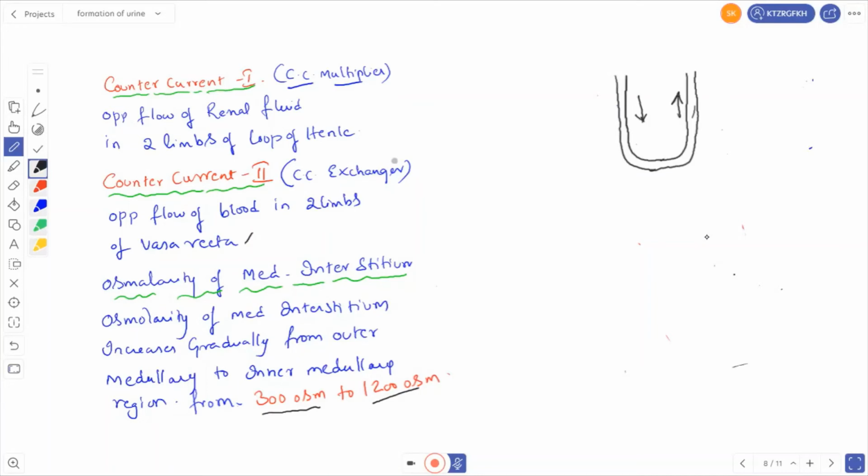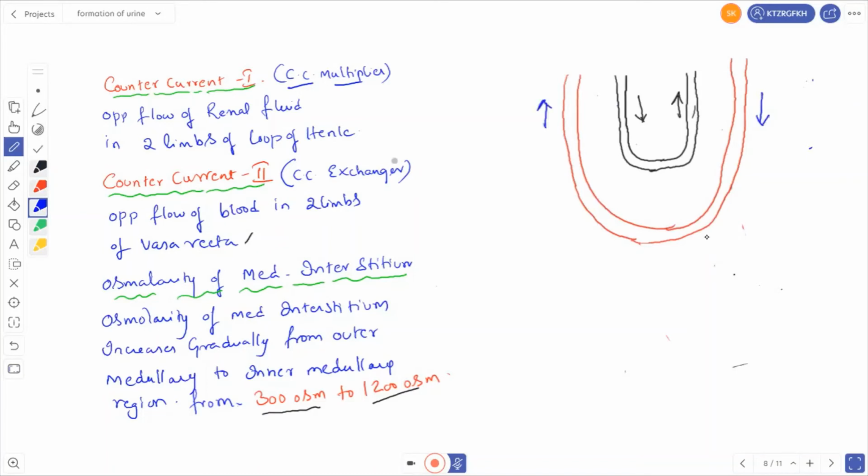What is counter current 2? Counter current 2 means the opposite flow of blood. So this one is the vasa recta. The opposite flow of blood in the two limbs of vasa recta is called counter current 2. Let us see this one. If you see here, this one is the descending limb of vasa recta and this one is the ascending limb of vasa recta. When we compare the vasa recta and loop of Henle, the fluids are flowing in opposite directions to each other. So the opposite flow of blood in two limbs of vasa recta is called counter current 2.